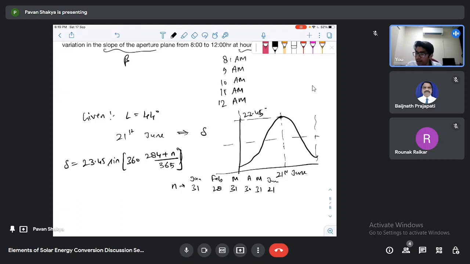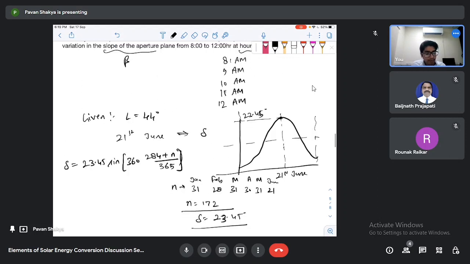So when you add these, you will find that this n comes out to be 172. And when you put this value, you will find that this delta becomes similar to what I have stated earlier, that the value for it will be 23.45 degree. Okay, so now let's move to our problem.